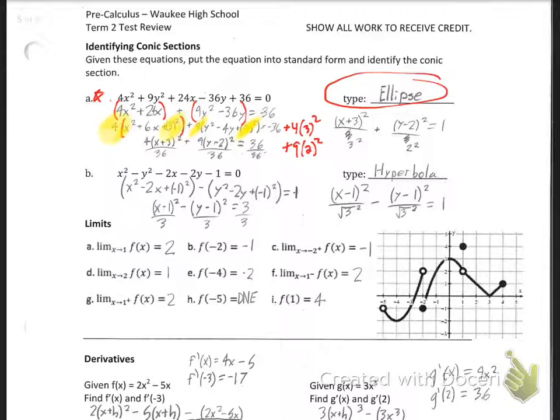Now, if you keep an eye out for this, this is when you had that positive 36 on the right-hand side. That's not quite standard form. You want to divide by 36 on both sides so that that right-hand side is equal to 1.